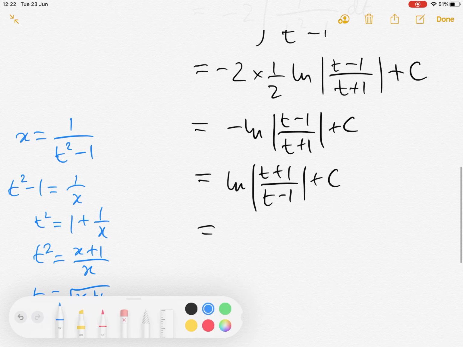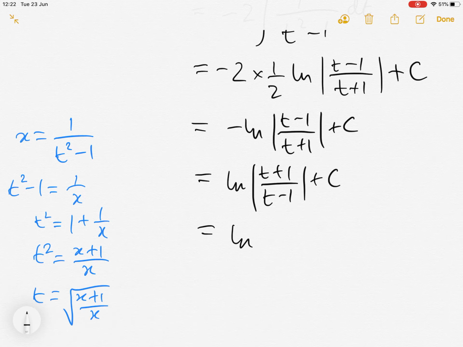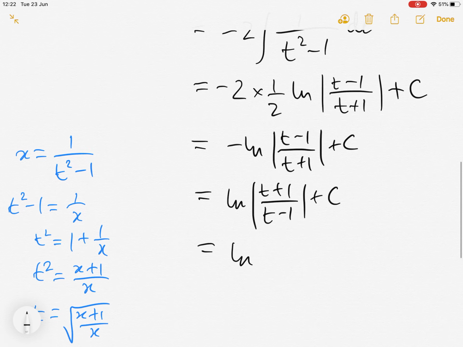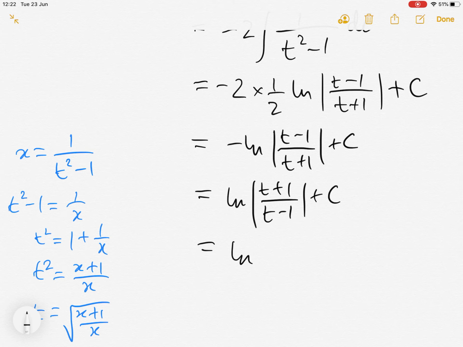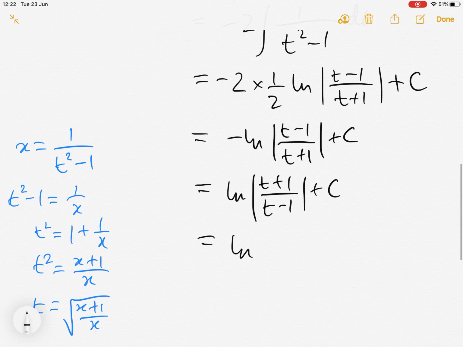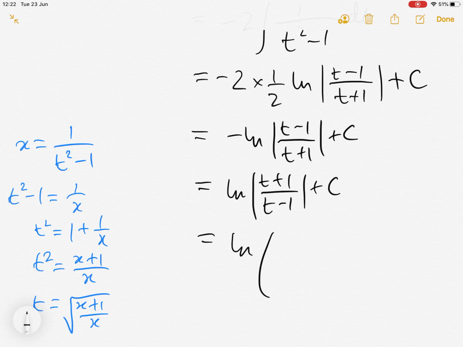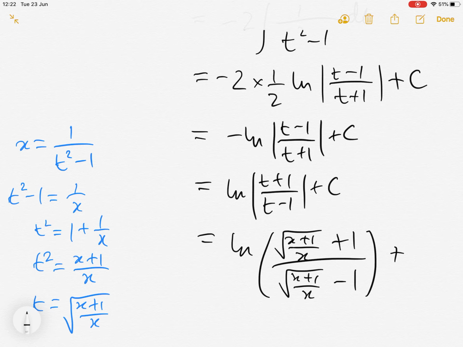Okay, so we're going to get natural log of, oh, and by the way, because t is greater than 1, we can drop the modulus signs now. We can just use brackets. So we've got log of root x plus 1 over x plus 1 over root x plus 1 over x minus 1 plus c.